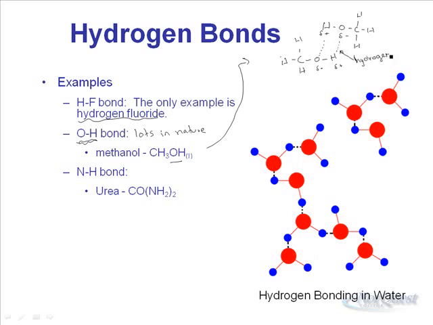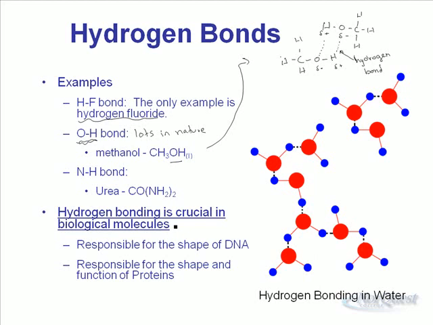And what this does is it packs molecules closer together. You might think that a molecule with only really 3, 4, 5, 6 atoms should be gaseous at room temperature, but it turns out that it's liquid because of this hydrogen bonding. NH bonds, same idea. One example is urea, which is in pee.